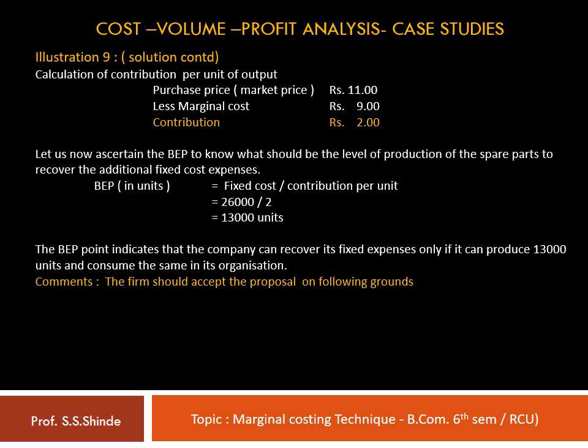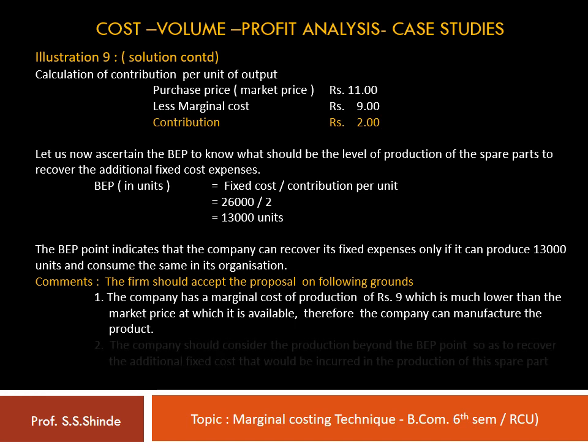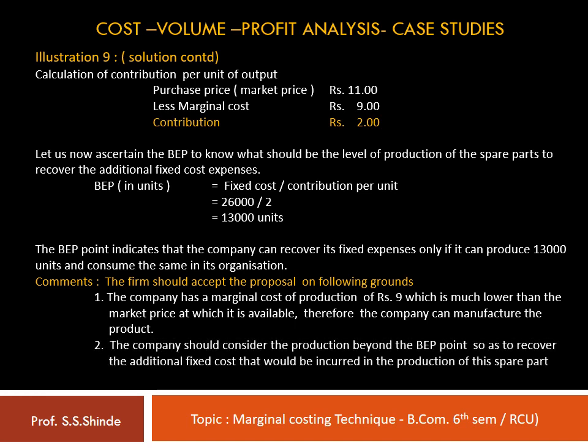Let's comment on the decision to be taken. Now the firm should accept the proposal on following grounds. First, the company has a marginal cost of production of rupees 9, which is much lower than the market price at which it is available. Therefore, the company can manufacture or should manufacture the product, that is the spare part. Second, the company should consider the production beyond the BEP point so as to recover the additional fixed costs that would be incurred in the production of this spare part.